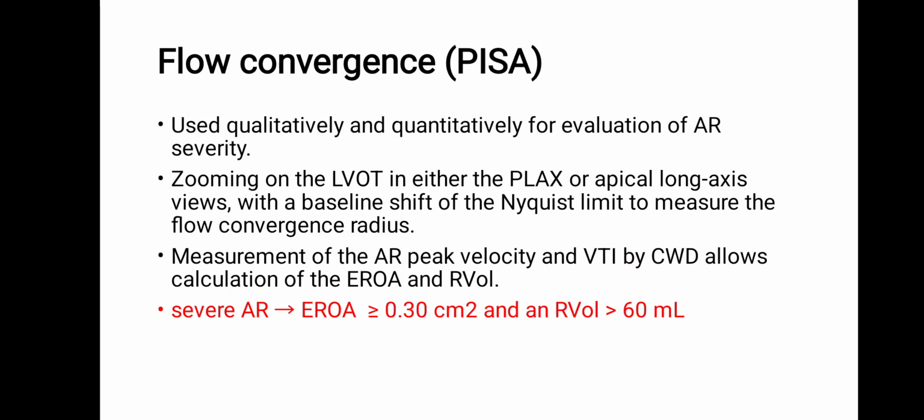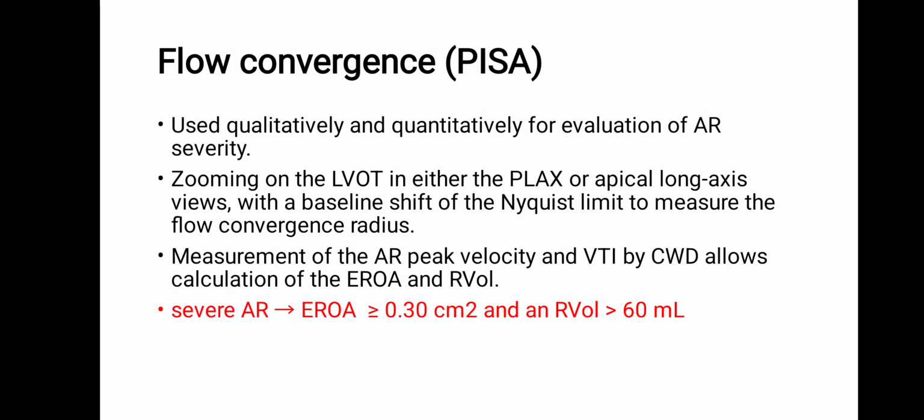Flow convergence is used qualitatively and quantitatively for evaluation of AR severity. Zoom on the LVOT in either the parasternal or apical long axis views with a baseline shift of the Nyquist limit to measure the flow convergence radius. Measuring the AR peak velocity and the velocity integral by continuous wave Doppler allows calculation of the ROA and the regurgitant volume. Severe AR: effective regurgitant orifice area greater than 0.3 cm square and regurgitant volume greater than 60 ml.